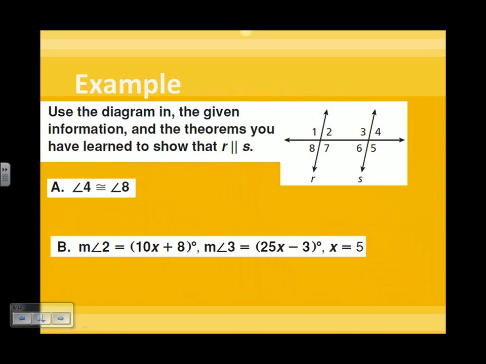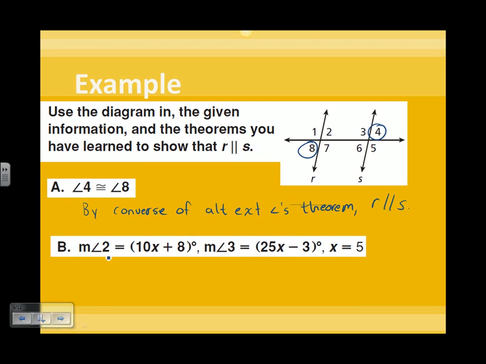Okay, so let's try this example. We've got the diagram here, the given information and the theorems that you learned to show that R is parallel to S. That's what we're going to use. So if we know that 4 is congruent to 8, we know that 4 is congruent to 8. Those are alternate exterior angles. So by the converse of the alternate exterior angles theorem, which we just proved, I believe, we can say that line R is parallel to S.